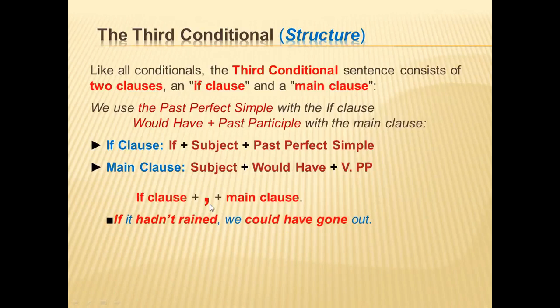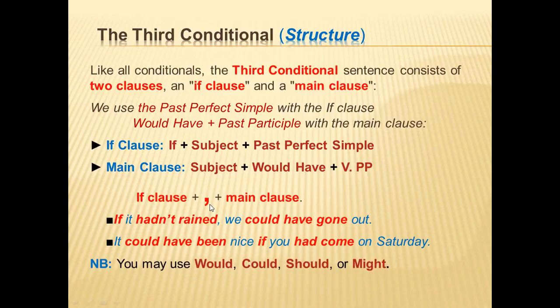Please take a look. If it hadn't rained, we could have gone out. One more: it could have been nice if you had come on Saturday, but actually you didn't. You have to know that you have to use would, could, should, or might for the third conditional.